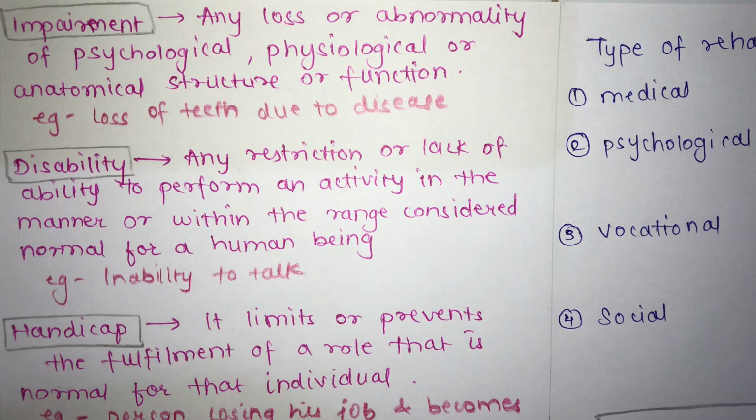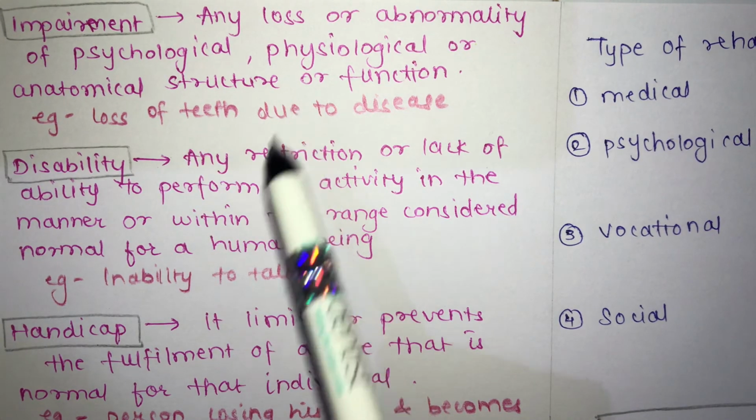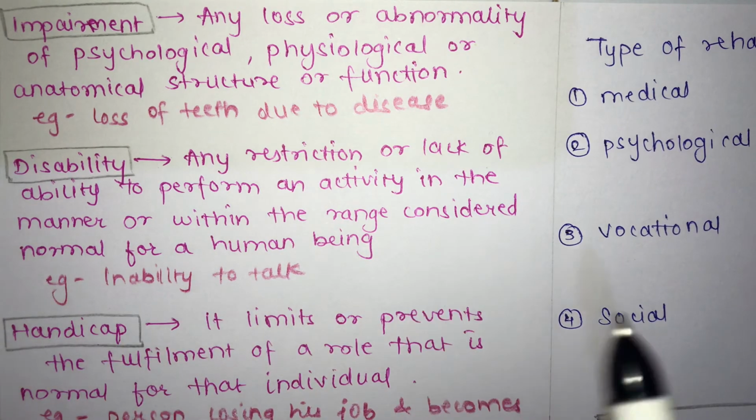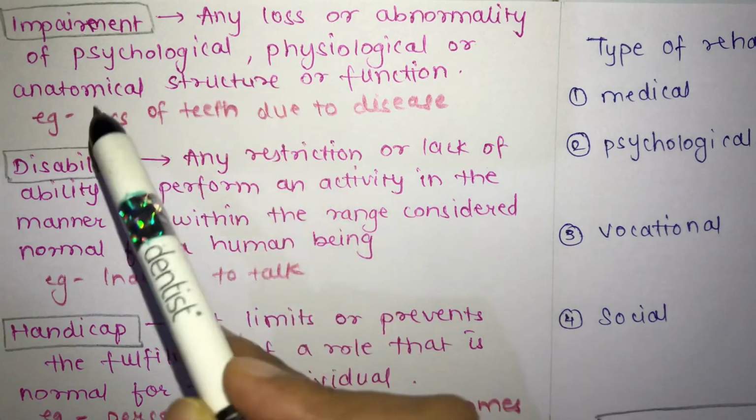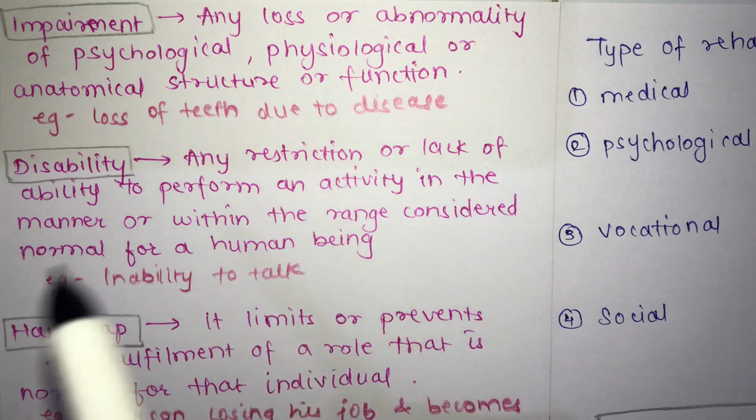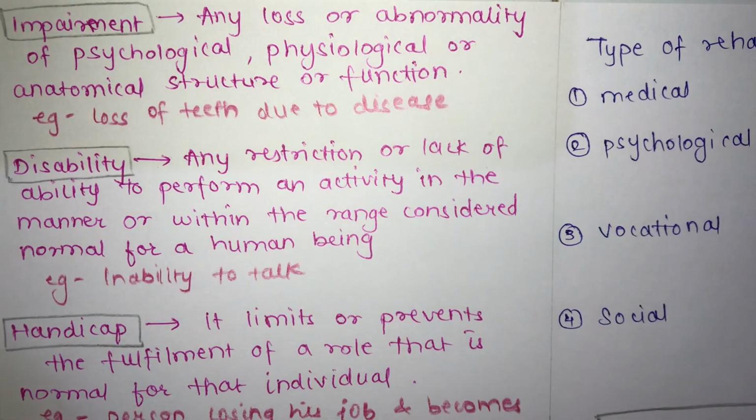Now what is disability? This impairment leads to disability. Disability is any restriction or lack of the ability to perform any activity in the manner or within the range which is considered normal for a human being. So the patient is disabled. Now the patient has lost all his teeth, so because of that he is unable to talk properly and unable to eat properly. This is the disability of the patient. Because of the loss of teeth, he is disabled and cannot talk or eat properly. Now what is handicap?